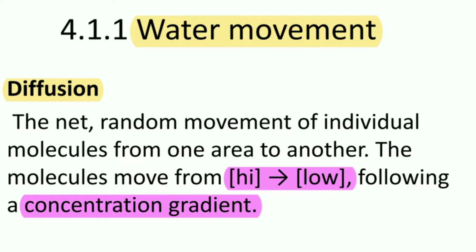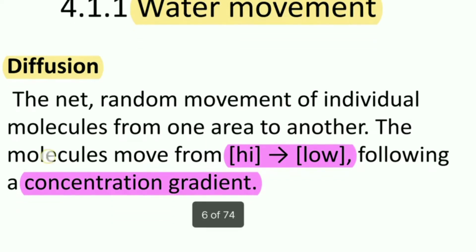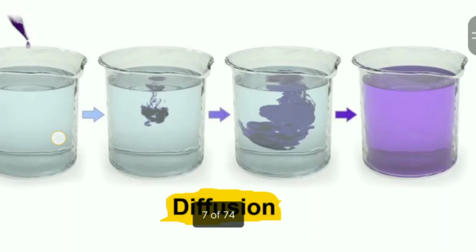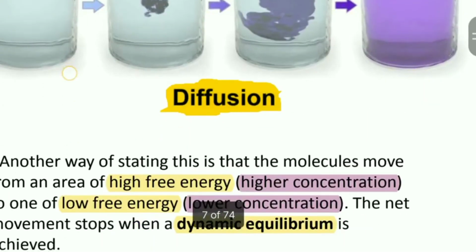Basically, diffusion is a process which is the net random movement of individual molecules from one area to another. The molecules, that is, the water molecules we are talking about, travel from a high concentration to a low concentration following a concentration gradient. This is the phenomenon of diffusion. If a droplet is of high concentration, it will get dissolved in water chance by chance, as seen in the diagram, and ultimately would get dissolved fully into water, as the droplet was of high concentration and water was of low concentration.